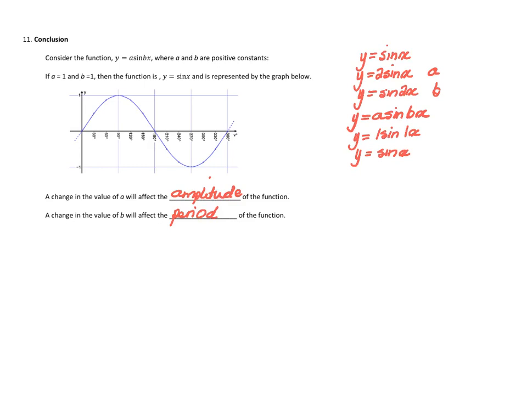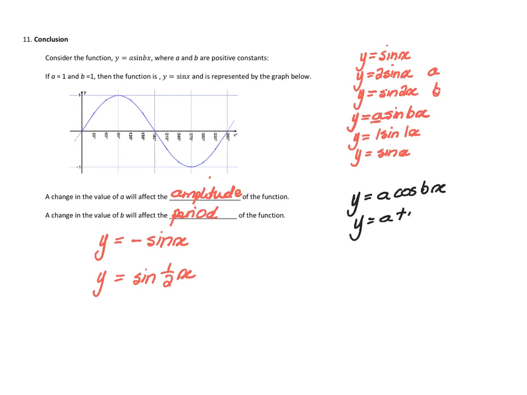As a conclusion to these investigations, I'd like you to think about two things. What will the graph of y is equal to minus sine x look like? In other words, we've made a negative 1. And what would the graph of y is equal to sine of a half x look like? In our next set of investigations, you will be looking at the functions y is equal to a cos bx and y is equal to a tan bx.